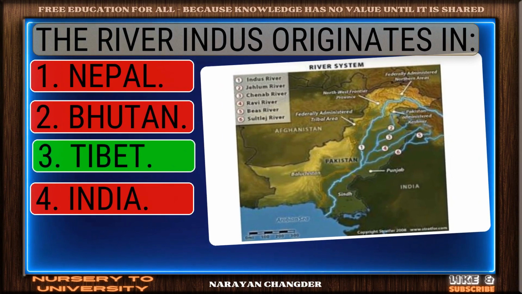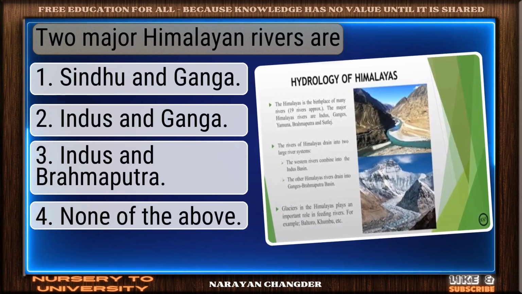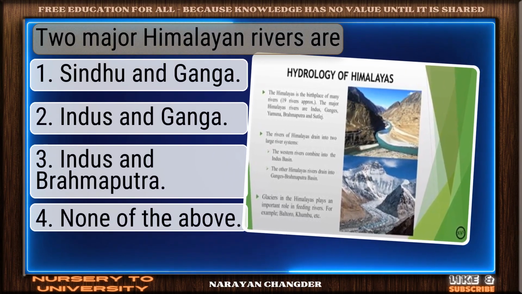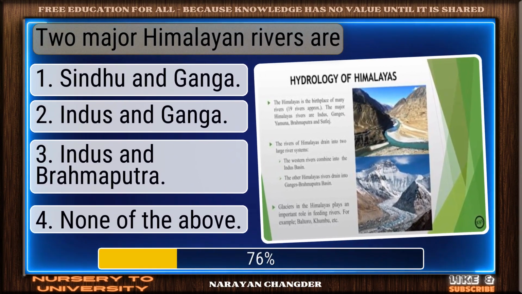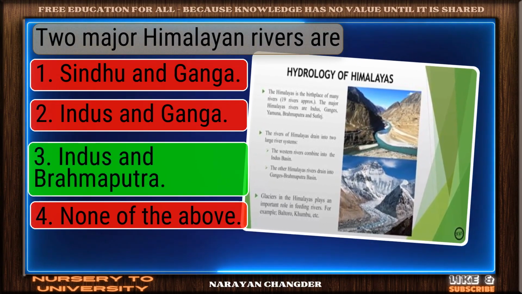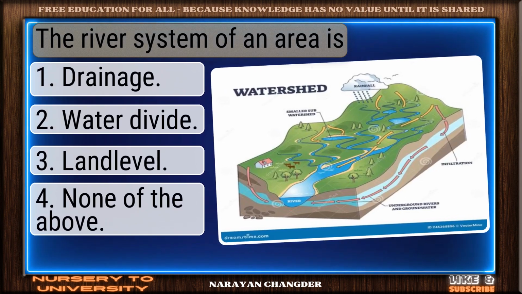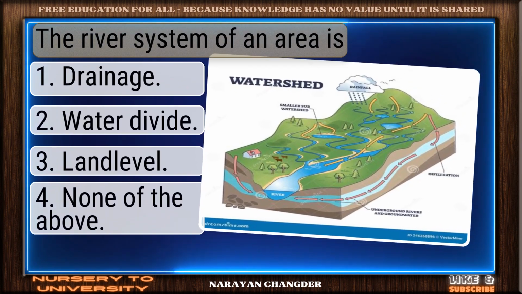Correct response. Tibet is the most accurate answer. Question number 180. Two major Himalayan rivers are? Well reasoned. Indus and Brahmaputra is the correct choice. Question number 181. The river system of an area is?